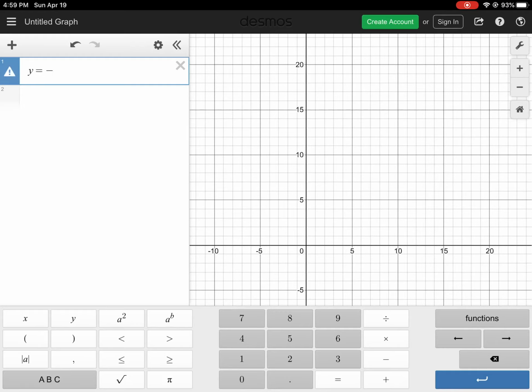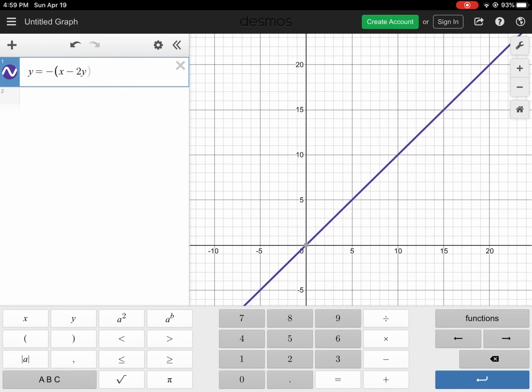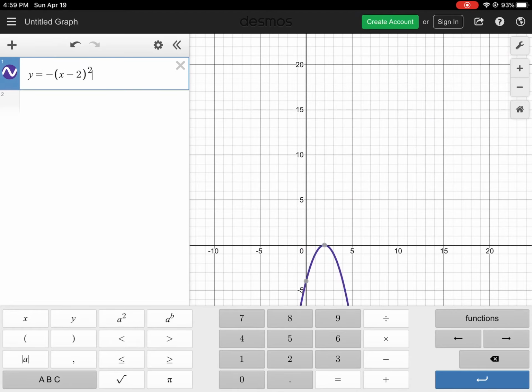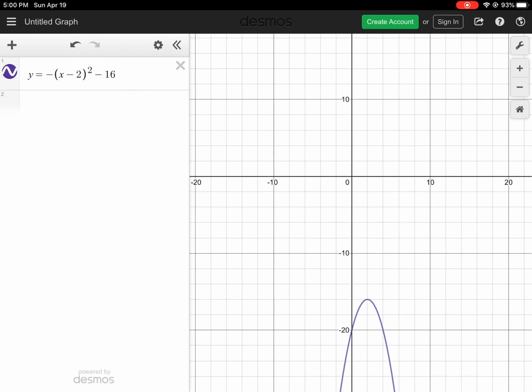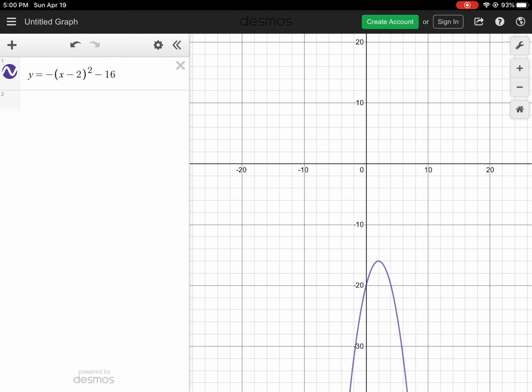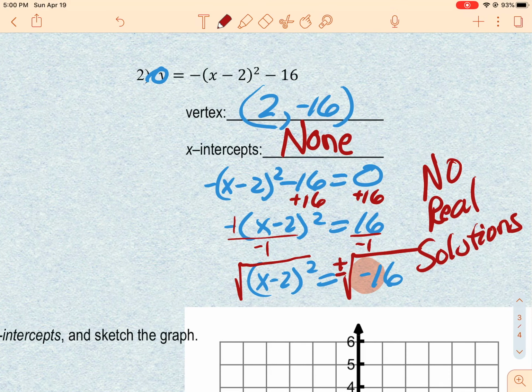So it's y equals a negative x minus 2 squared and then minus 16. And we look at our graph, it doesn't even show up anywhere. Well, our vertex is here at 2, negative 16. We knew that. But if you look up here, it never crosses the x-axis because it was opening down with the negative out in front and the vertex was below the x-axis. So that's why we're going to get no solution for that one.